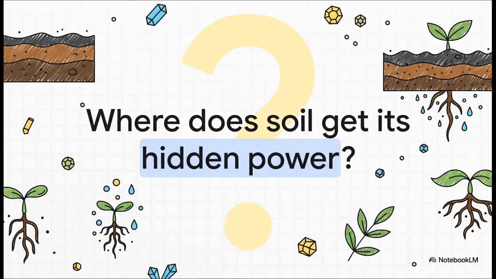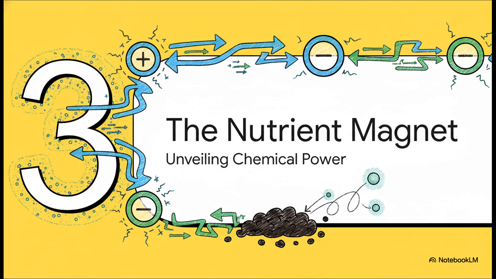All right, so we've got the architecture, the structure, and we've got the ingredients, the texture. But there's a third, totally invisible property at work here. What gives soil its secret weapon? Its ability to hold on to and supply the nutrients that plants need to survive. And that brings us to the soil's chemical power. This is an invisible force, but it is the absolute engine of soil fertility. And it all boils down to simple electrical charges.